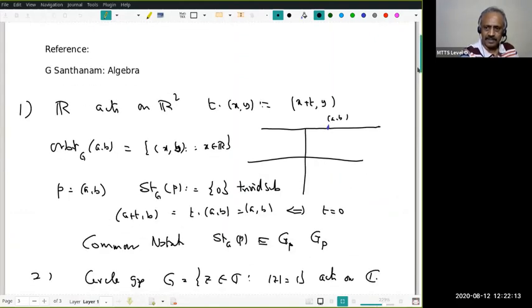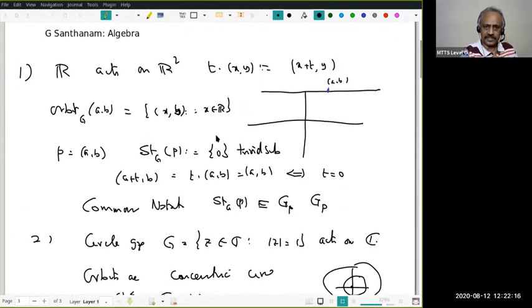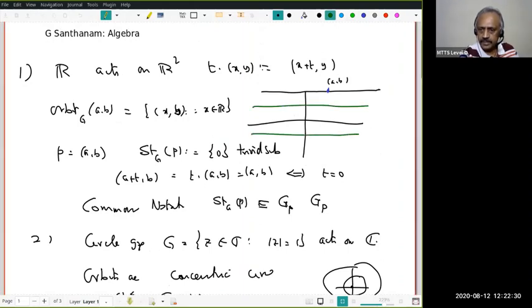Okay, let us look at the first case. I'll quickly go through. Now, what are the orbits? We know orbits are given by lines like this, right? These are the lines. These are all the orbits, right? Now, in each orbit, I have to choose one representative.